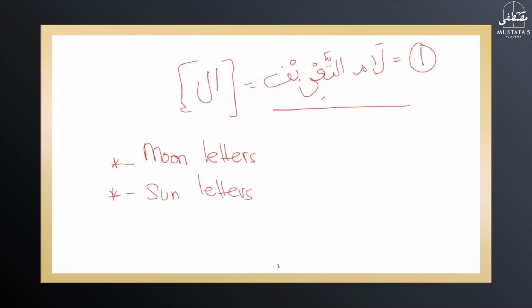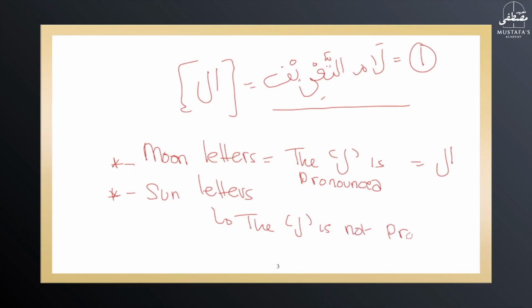Now when it comes to moon letters, what I want you to understand is that when you provide alif and lam at the beginning, the lam is pronounced. The lam is pronounced. Sun letters, however, the lam is not pronounced. And a very good example can be, for the moon letters, let me change colors.